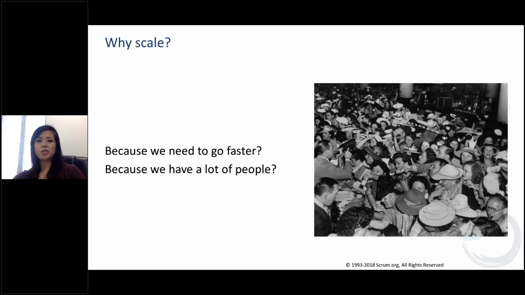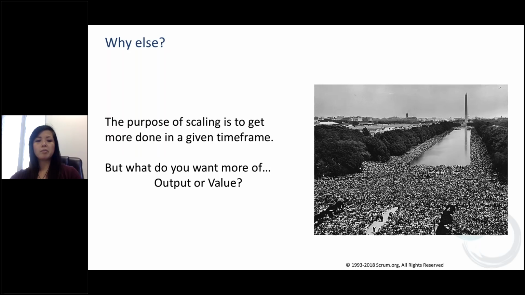And when we talk about scaling, there's so many differences, but what we really think about is that the purpose of scaling is to get more done in a given time frame for us. But then the question really is, what do you want more of when you're scaling, output or value? And what should we be thinking about to help us from scaling too early or too fast or unrestrained? And if anything, Scrum.org's message around scaling would be, don't scale if you don't have to. So let's think about some of those things.